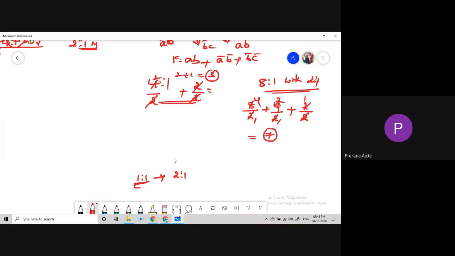Okay, sir. Yeah, then for constructing 16:1 by 2:1, how many 2:1 multiplexers are required? 15. So, yeah, 15. Super.